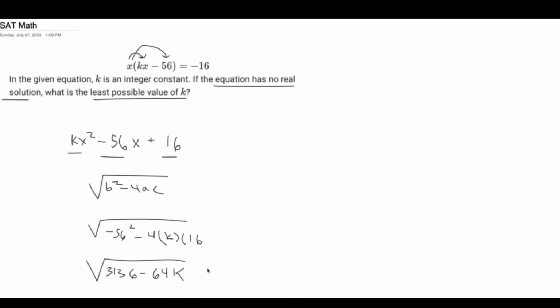As we said before, we want this discriminant to be negative, but it also has to be the least possible value of k. And it's an integer value, so we don't want any decimals, right? So first off, let's just find the value of k that makes this 0, right? So in our case, the square root of 0, what would make this 0? Well, k would have to multiply by 64 to give us 3,136, right? So in this case, k would then be equivalent to a value of 49, right?